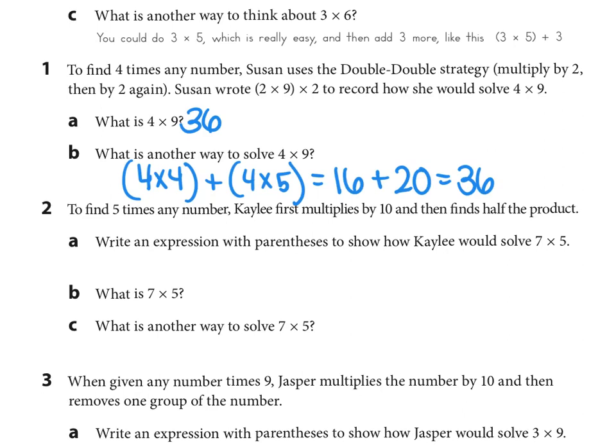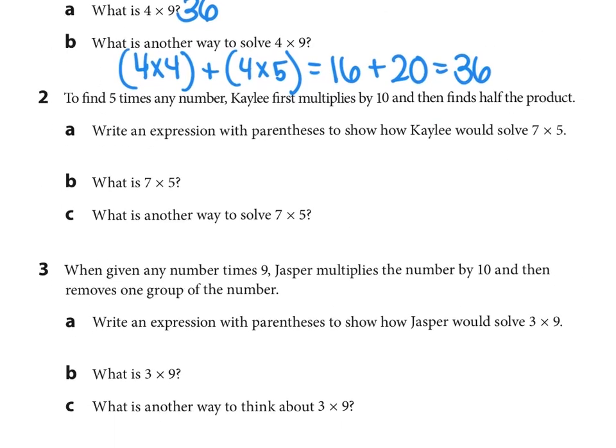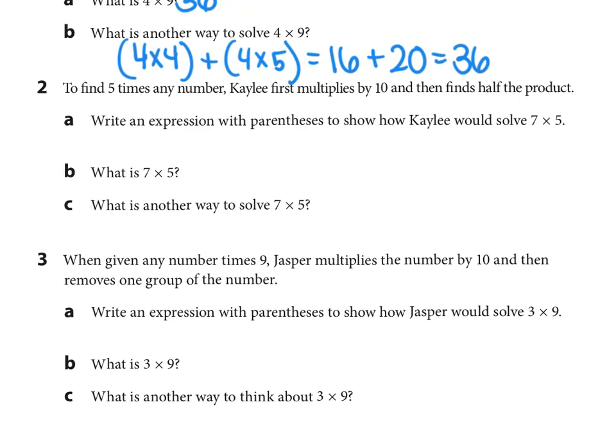Now let's look at number 2. Number 2 says to find 5 times any number, Kaylee first multiplies by 10 and then finds half the product. So it says write an expression with parentheses to show how Kaylee would solve 7 times 5. So again, 5 times any number, I can think that is the same as multiplying by 10 and then finding half the product. Why? Because 5 is half of 10.